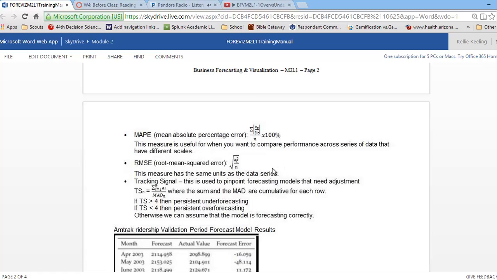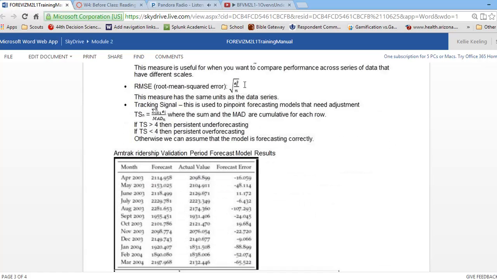The root mean squared error is just going to be all of our errors squared divided by n, and we take the square root, and that's kind of like a standard deviation or a standard error. This measure will have the same units as the data series, so that again gives you a little bit of information, but it's not as good for comparing across data sets.